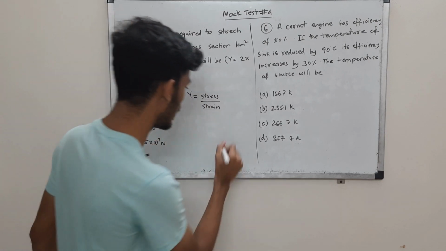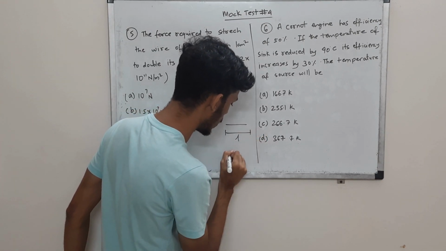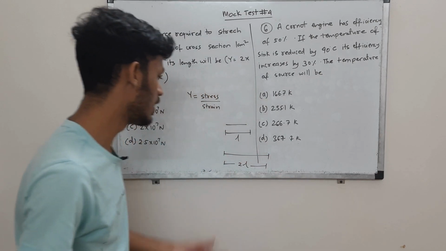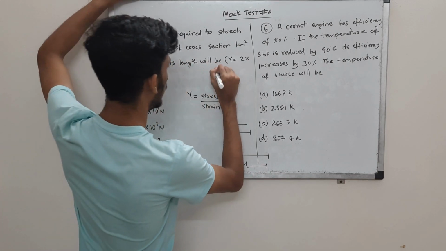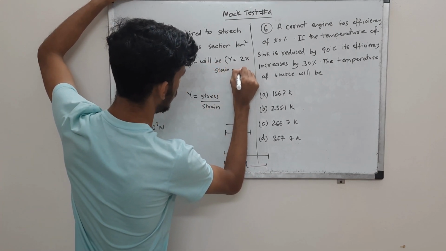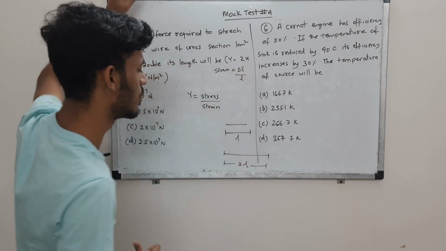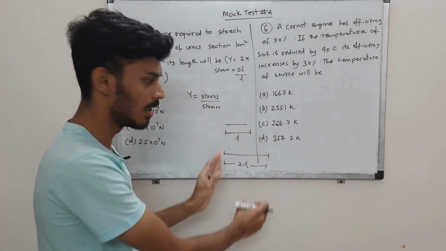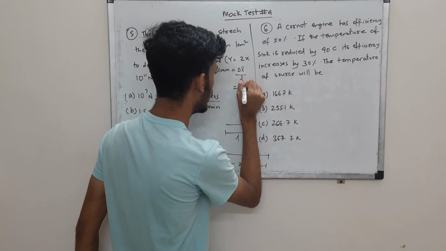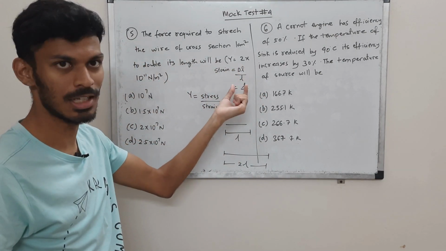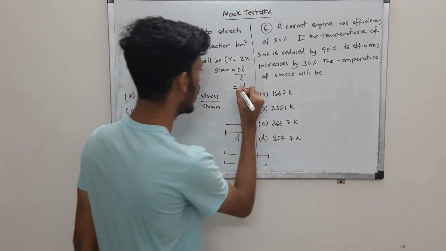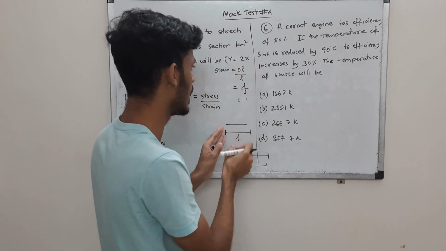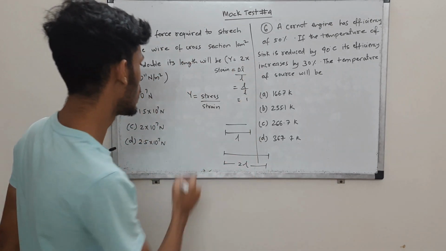So you can clearly see that initially the wire has length L, right? You are going to stretch it, so its length will become 2L. Okay, so what is strain? Strain is change in dimension to original dimension, right? So it's delta L by L. The change in length is 2L minus L, which is L, and the original length is L. So strain basically is 1 over here. Okay, so strain is 1.